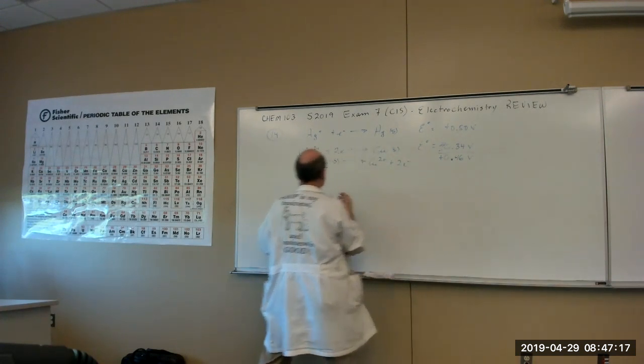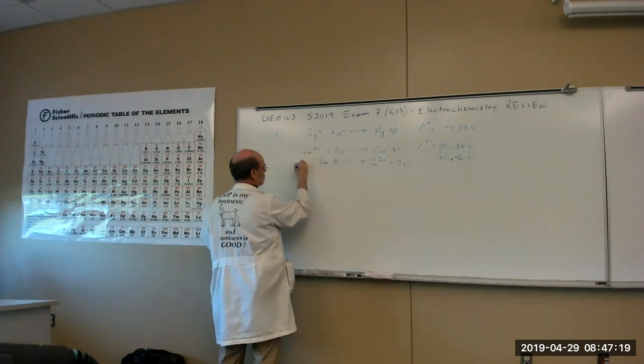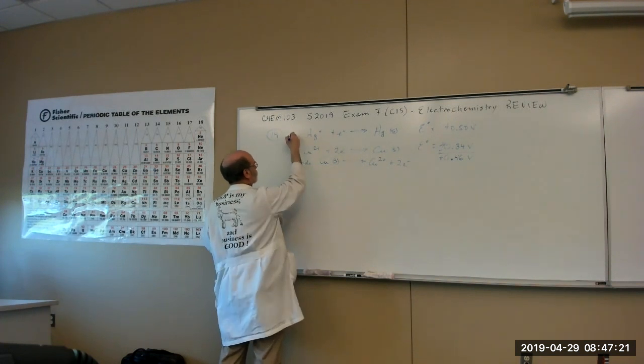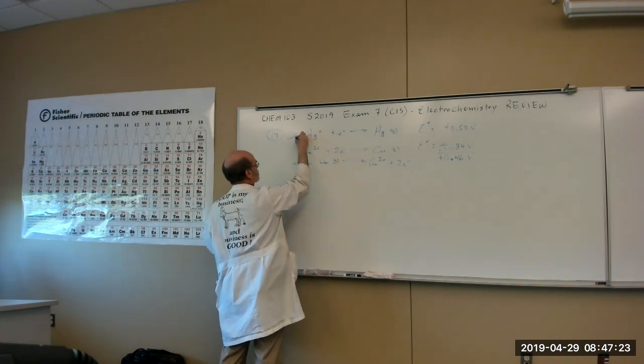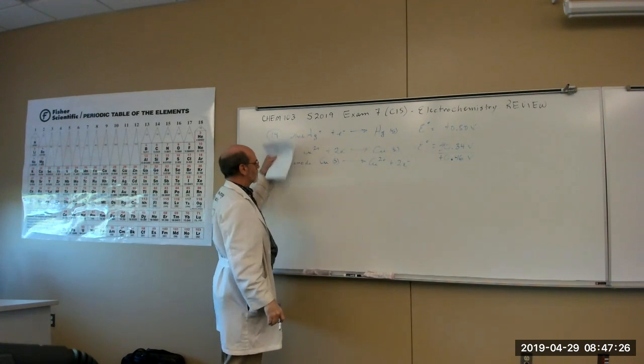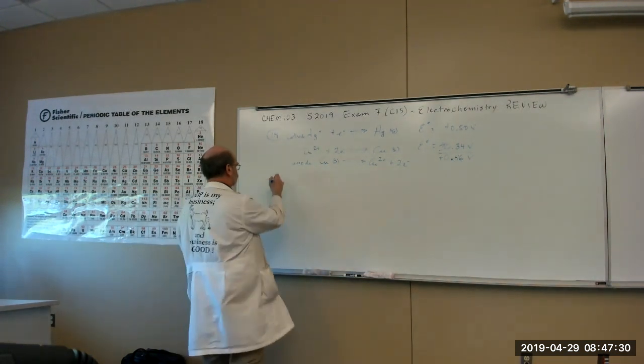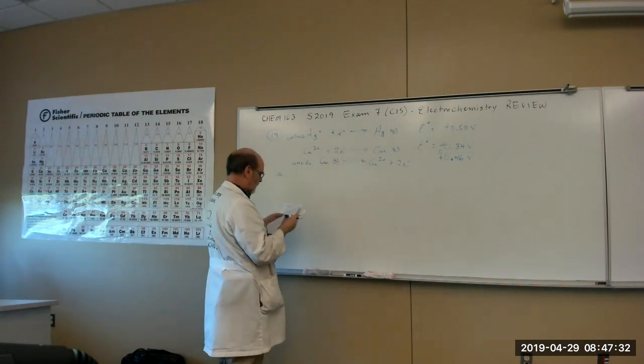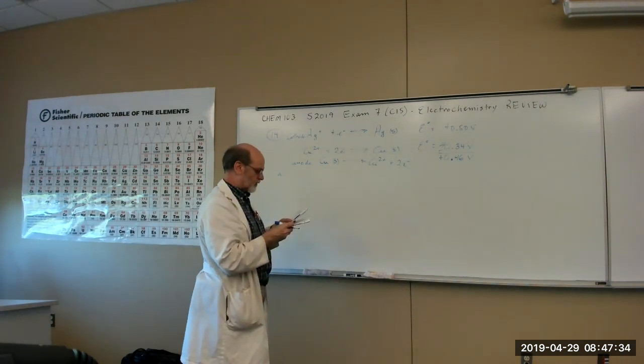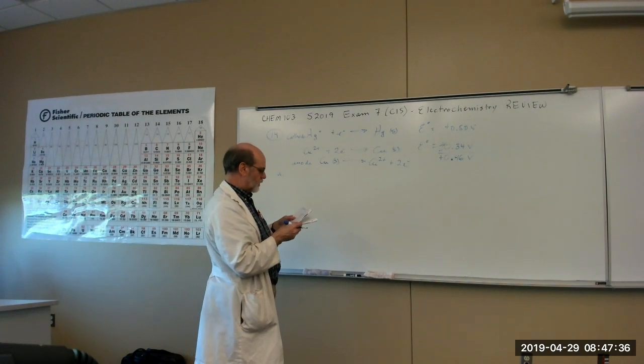There we go. So this one is the anode, and this one is the cathode. That's reduction, this is oxidation. Now let's look at the questions. Electrons flow in the external circuit from the copper electrode to the silver electrode.